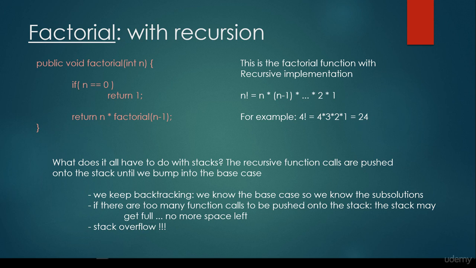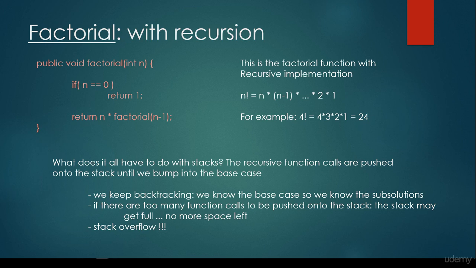It's very important to implement this factorial function with the help of recursion. For recursive algorithms, we have to have a base case. If n is equal to 0, we return 1. This is the base case: the factorial of 0 is equal to 1. Otherwise, we return n times the factorial of n minus 1. And that is the implementation for the factorial.